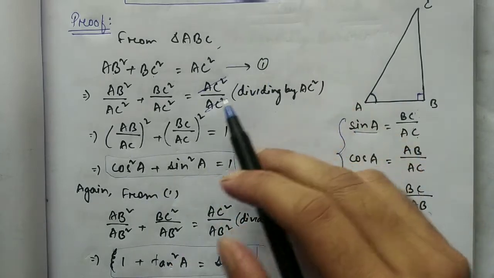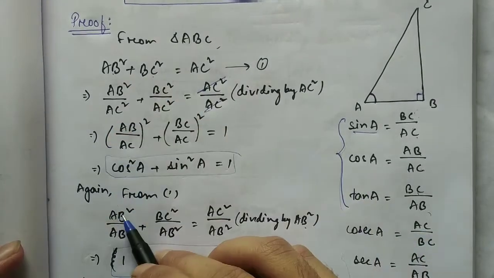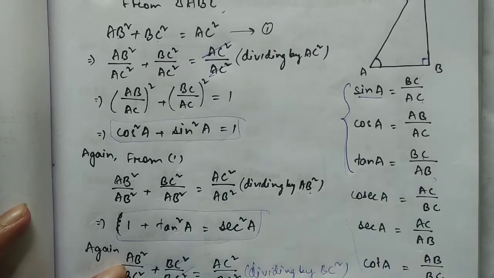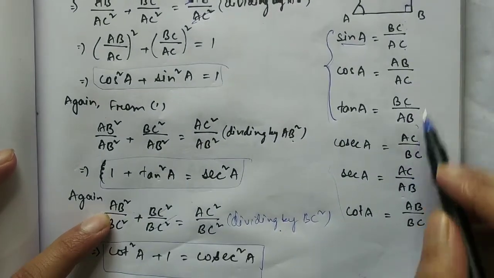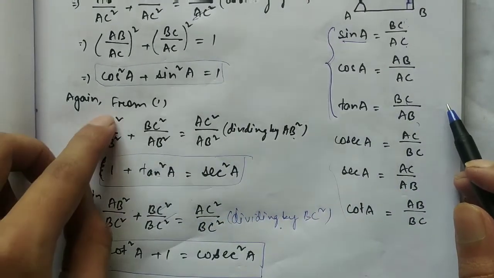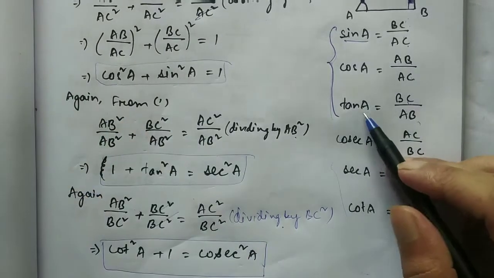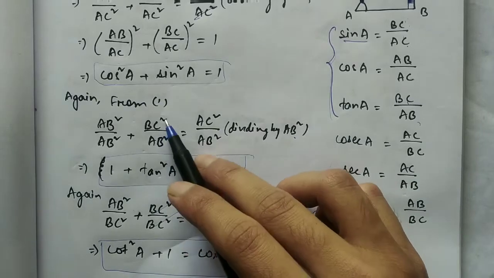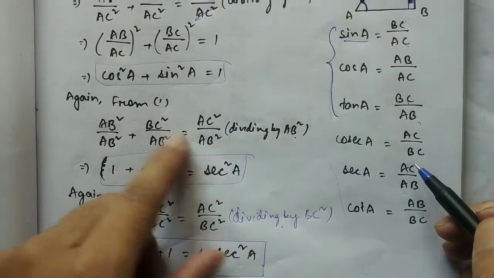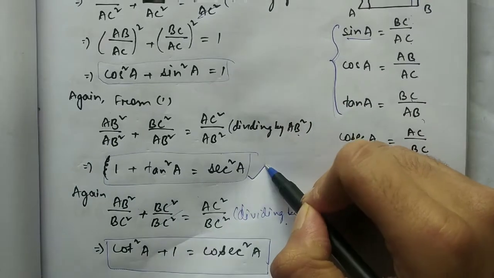Now for the second equation, what we do is divide this equation by AB square. Then we get AB square by AB square plus BC square by AB square is equal to AC square by AB square. On seeing the trigonometric ratios, AB square by AB square comes out to be 1, and then BC by AB is tan A, so it comes out to be tan square A since it is squared here. And then AC by AB is sec A, so AC square by AB square comes out to be sec square A.